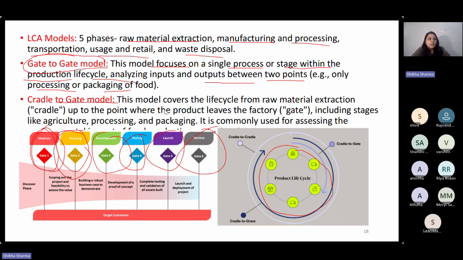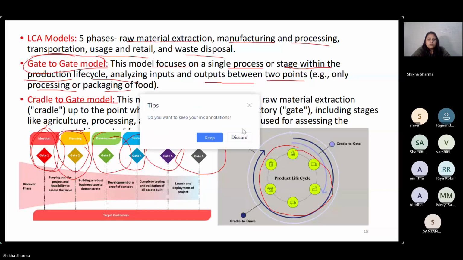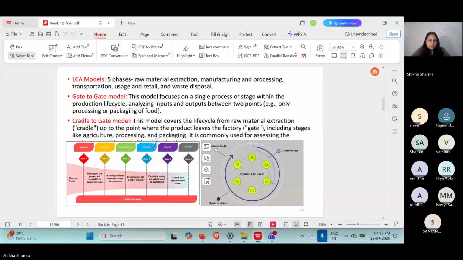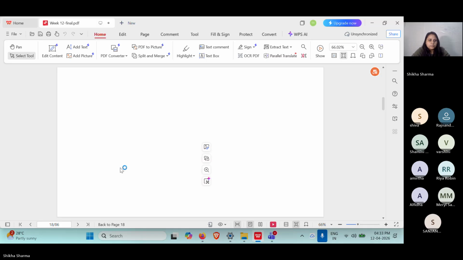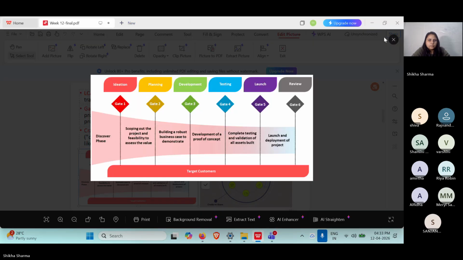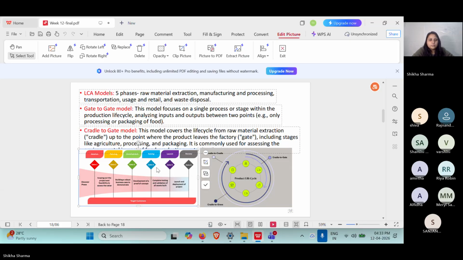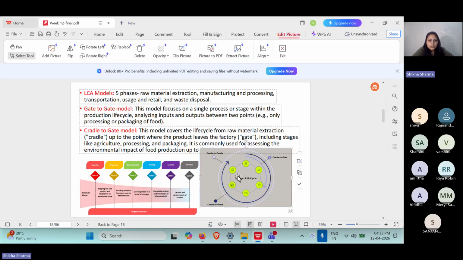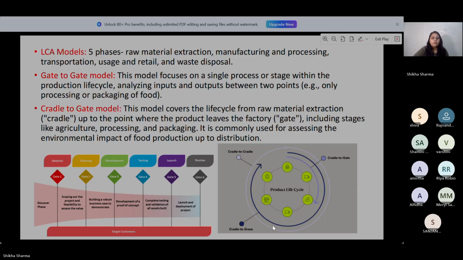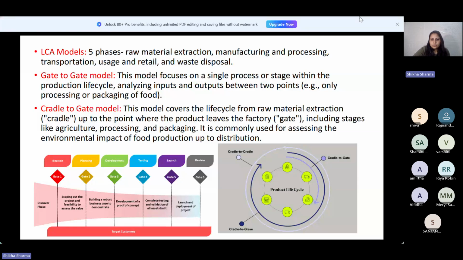Then second is a cradle to... oh sorry, the disturbance. Yes, okay.